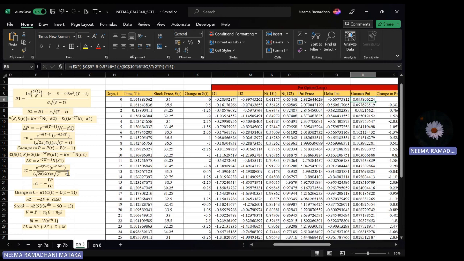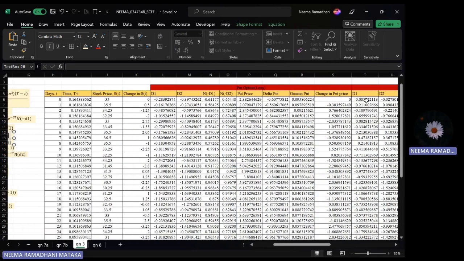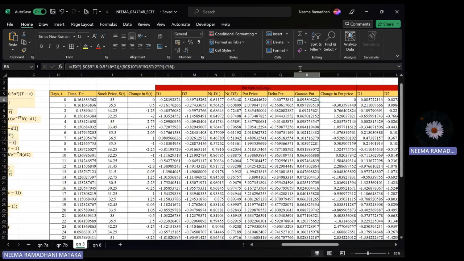Gamma put. I'm going to calculate gamma put using this formula, which is e to the power negative delta bracket T minus t, times e to the power negative 0.5 d1 squared, out of S_t times sigma times the square root of T minus t times the square root of 2 pi. So that's how I got the gamma put values.